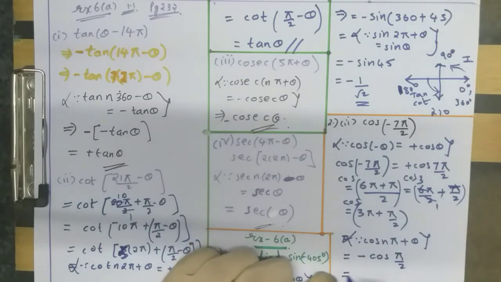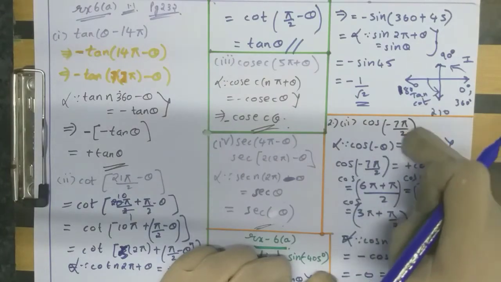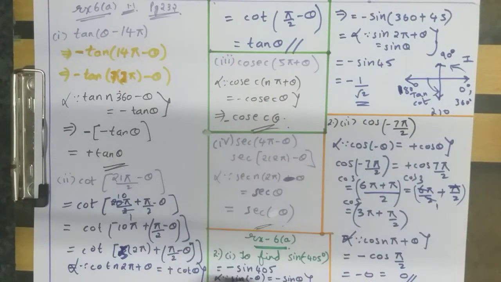We know cos 90 is 0, so we cannot write minus 0 because 0 has no sign. So the answer is 0. So the value of cos minus 7 pi by 2 is 0. Okay.